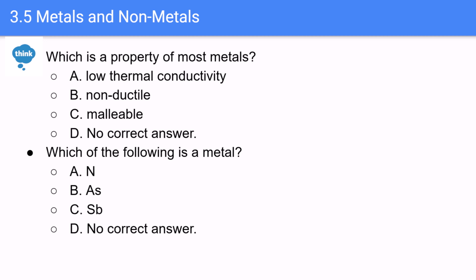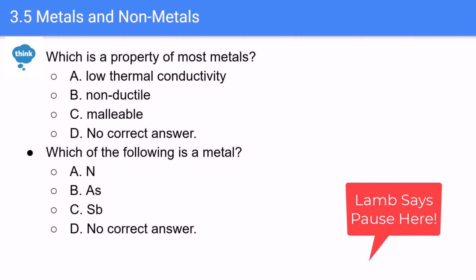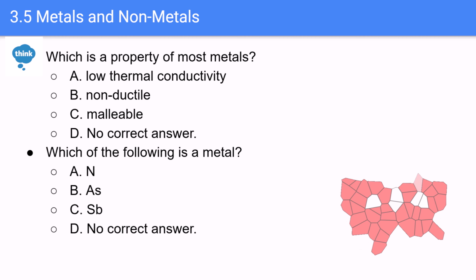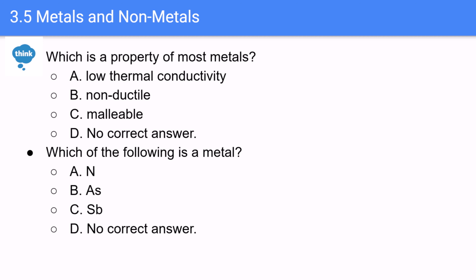Based off of the information we just discussed, go through and evaluate your knowledge of the information we just took a look at. Take a few moments, thank you. So which of the following is a property of most metals?